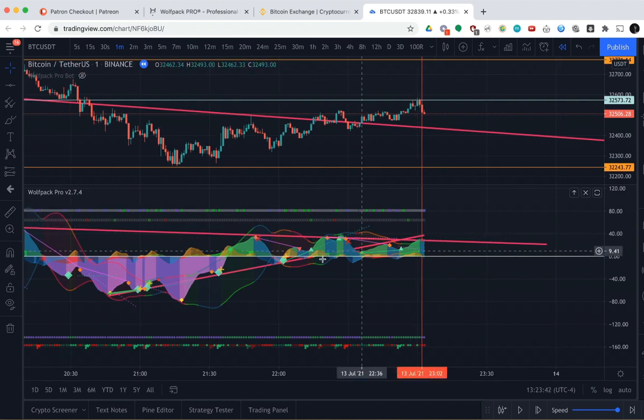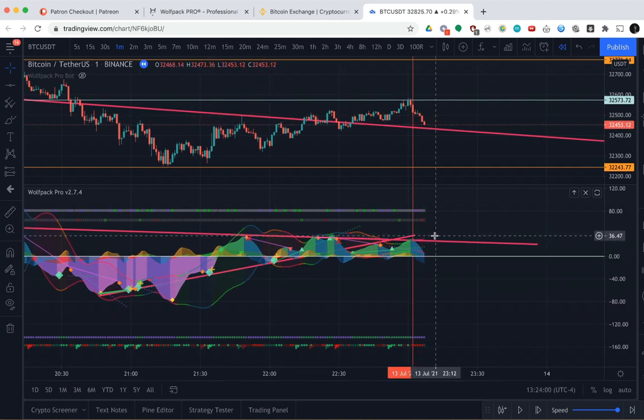If there's anything else I see here before going forward, yeah, we're rejecting right off this line. So this is not good in terms of, we don't have any support. This wave could just drop into oblivion at this point due to the fact that we had this long-term support line. Let's go forward and see what happens.